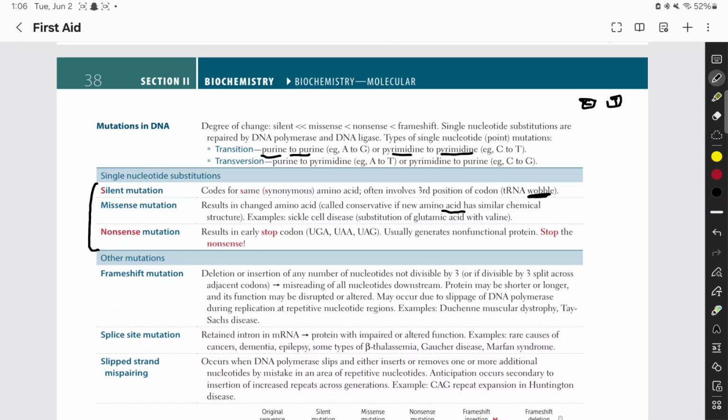So then we have the nonsense mutation where there is insertion of a stop codon instead of the actual codon. So the mnemonic for stop codons would be: you go away, you are awake, and you are great.